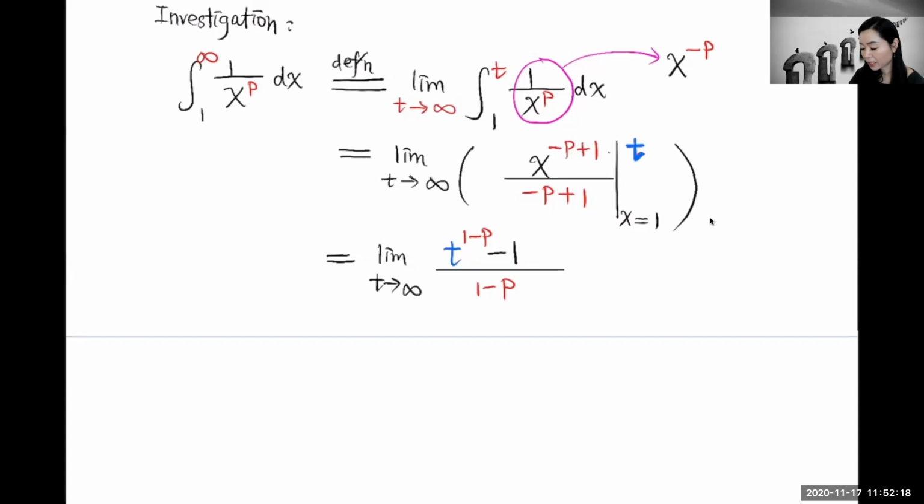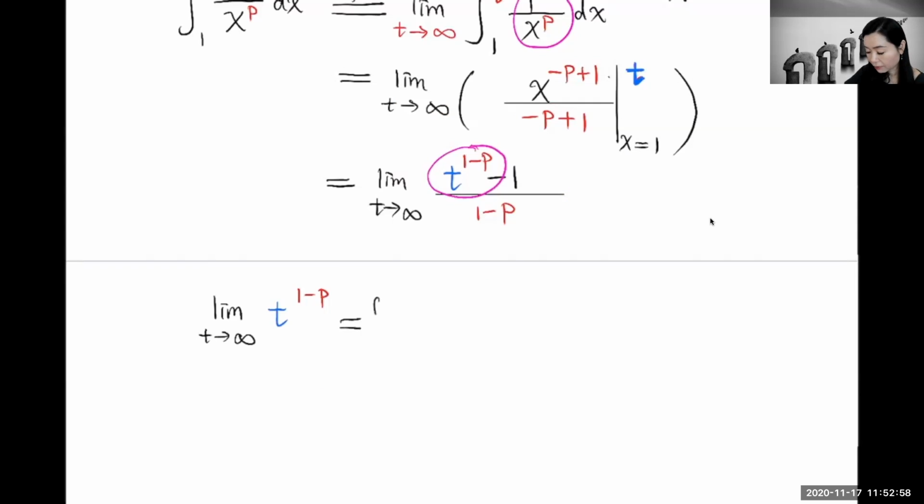So if this limit exists, then the whole limit exists. So we're going to focus on the limit of this part right here. Take a look at this part. t goes to infinity, and then t to the 1 minus p. Do you guys remember?